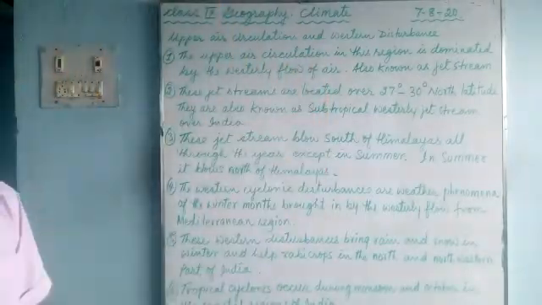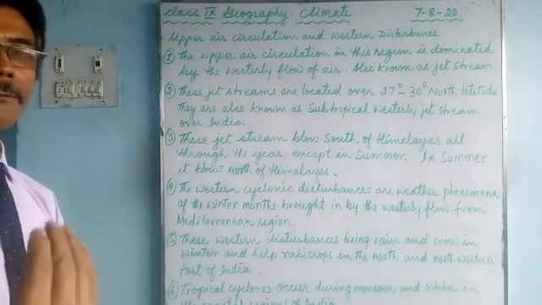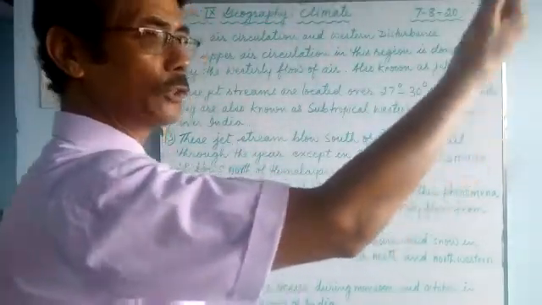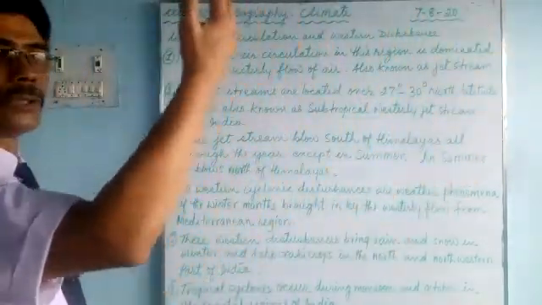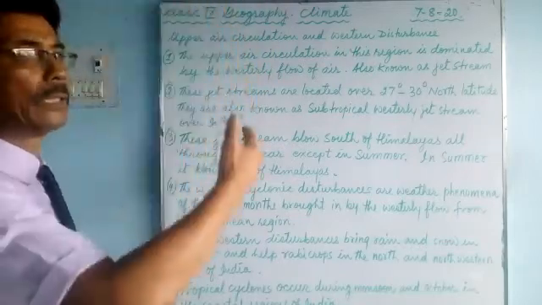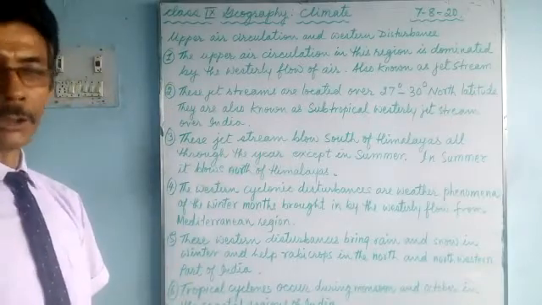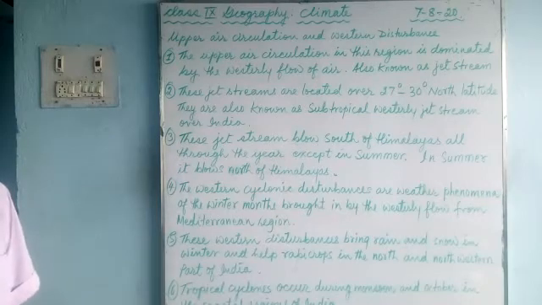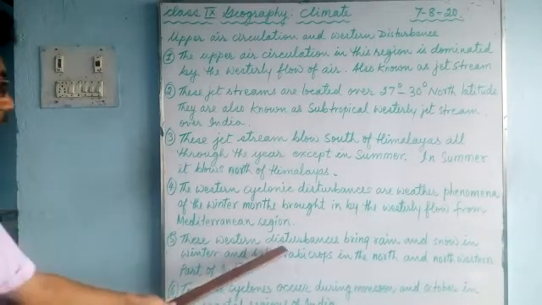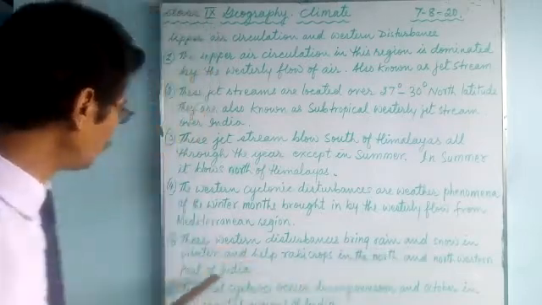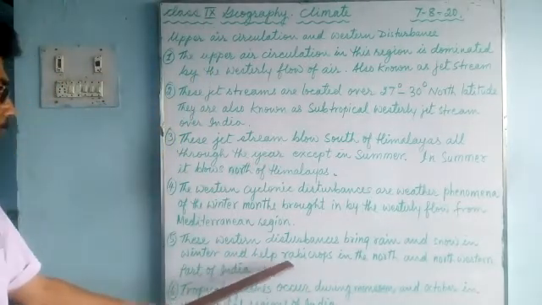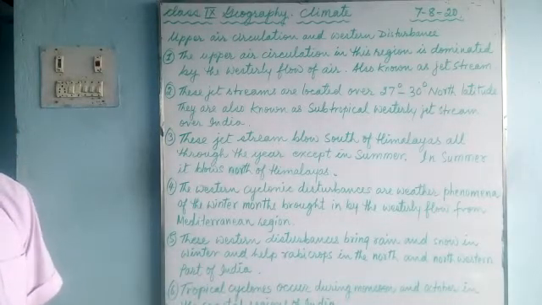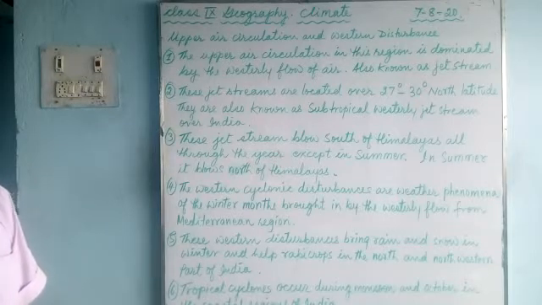At other times, after summer, when it's near winter again, the jet stream will shift its location just above the northern part of India, above the northern plains. Then in October and November you will have cyclones. These western disturbances bring rain and snow in winter and help rabi crops in the north and northwestern part of India. So it is very beneficial. This winter rain is beneficial for the rabi crops, especially wheat.